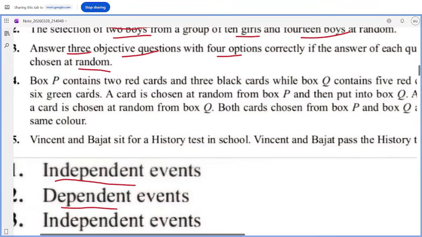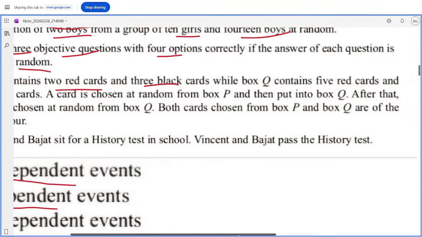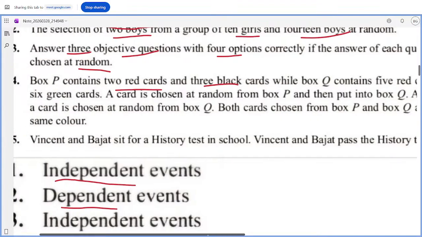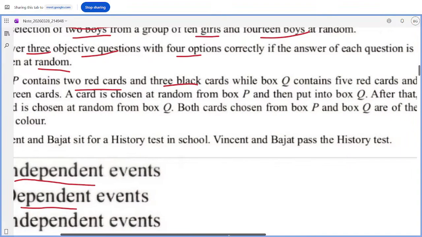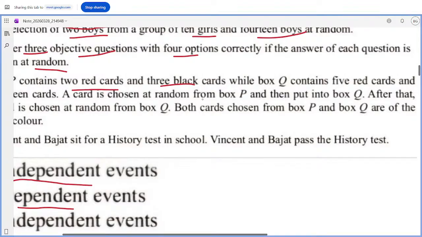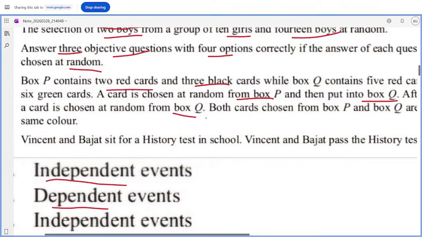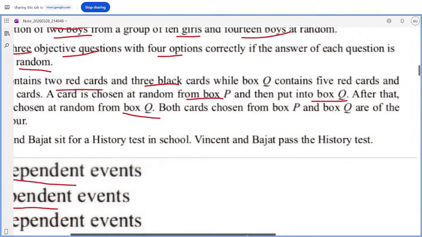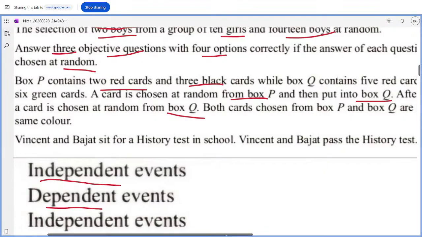All right, so next one, number 4. Box P contains 2 red cards and 3 black cards, while box Q contains 5 red cards and 6 green cards. So they say a card is chosen at random from P. They're going to choose from P and then put it inside Q, and then they choose a card from Q. So guys, what do you all think? Dependent or independent? This situation is very easy.